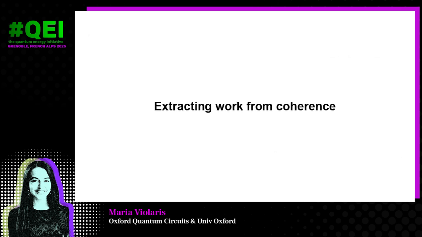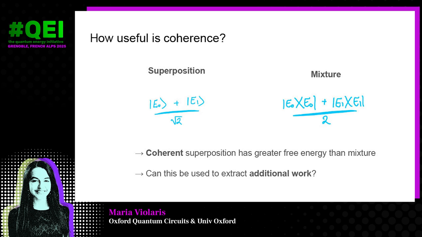So to start with, extracting work from coherence, I'll introduce the story of what's been happening. So here's the setup. The question is, how useful is coherence as a resource? You can imagine that you have states at two different energies, and then you have a superposition of these energy states, and that is a coherent state, and then you can imagine an incoherent version of that state where there's the same weighting of those two energies, so the overall energy is the same, but it doesn't have the coherence. And then there's the question of, is there a difference in the usefulness of this coherent state of energy superposition compared to the mixture?